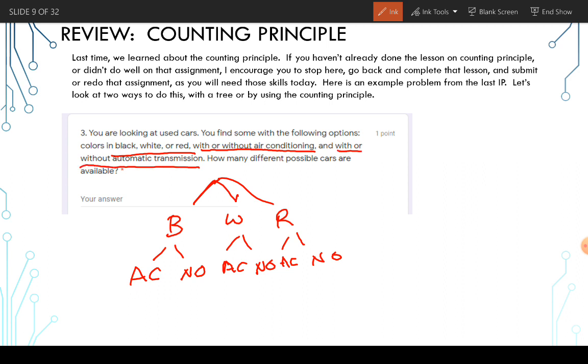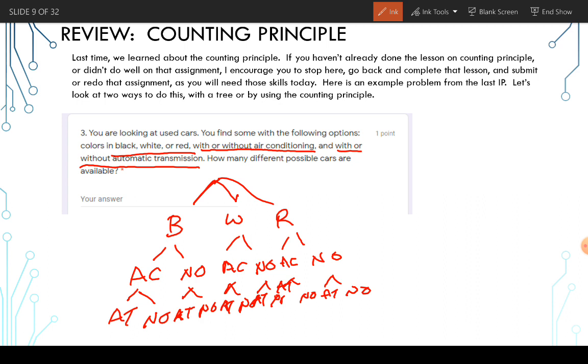Okay, so we're going to have 2 options coming from our AC or no ACs. And from here, we'll write automatic transmission or no, automatic transmission or no, and so on for each branch.